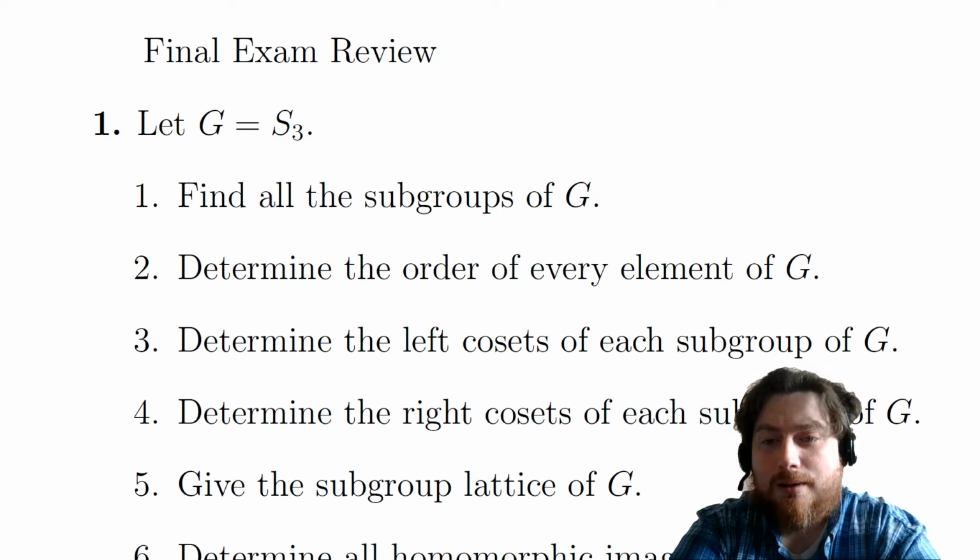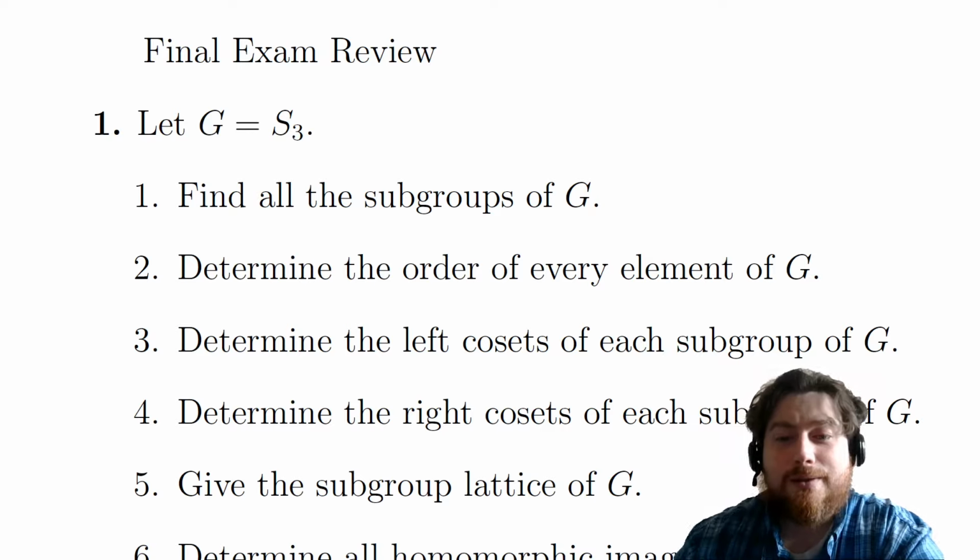Now I do want to point out that on last Wednesday we talked about Z2 cross Z4 and we did a lot of the same stuff. We found the subgroups of G, we determined the order of each element, we found the left and right cosets, and we found the subgroup lattice of the group G. And so just be straightforward. That's what your test is going to be: for some group G, do those things 1, 2, 3, 4, 5.